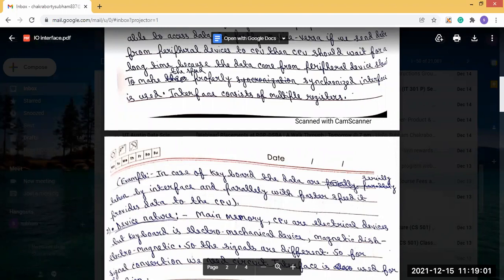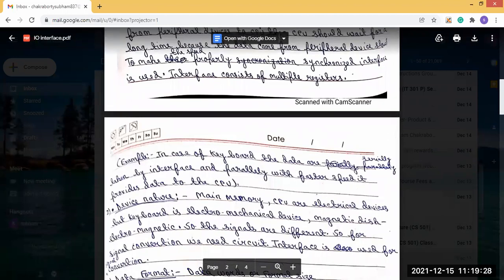If the devices are different, then the signals will be different, because the signal present in an electrical device will not be the same for an electromagnetic or electromechanical device. The signal will be different. Now for signal conversion we need a circuit. Interfaces are used for that. The interface is also used for signal conversion, so to match up these signals, the interface is used.